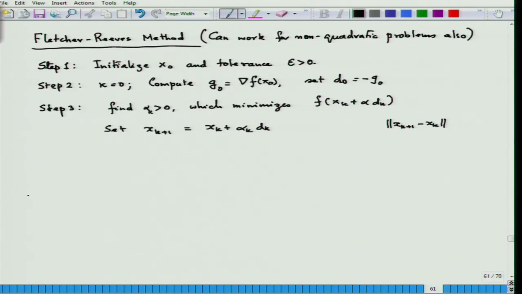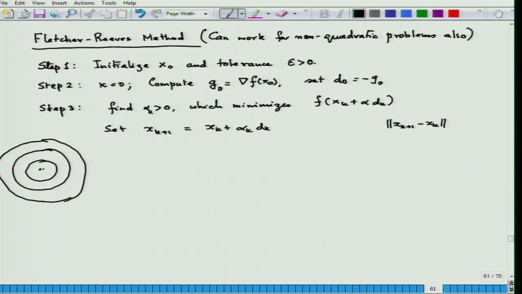Like if you had thought about steepest descent, suppose these are your level curves. Level curves means these are the function values f(x,y) equal to c. Because we are in a two dimensional setup, you can see it very well. So, you are here, you take one direction, you move here, then you take another direction and move here, then there, and then here, then here, then here. So, as you go near the solution, the distance also decreases.